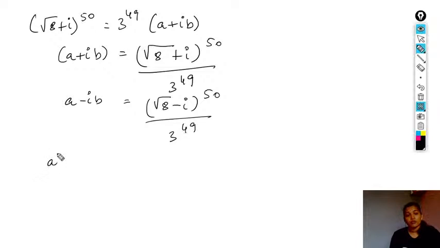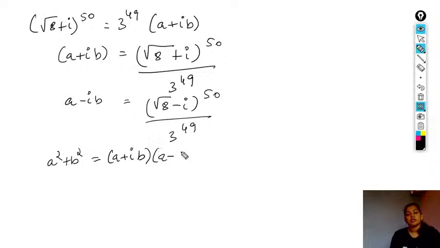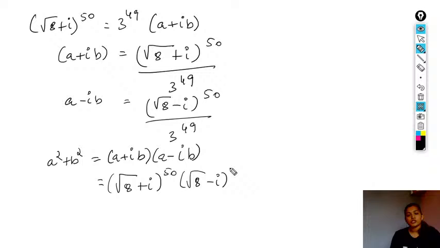We are asked for the value of a square plus b square, right? In terms of the given complex number, students, this will be a plus iota b into a minus iota b, and what are the values that we have here? Root of 8 plus iota raised to the power 50 into root of 8 minus iota raised to the power 50 divided by 3 raised to the power 49 into 3 raised to the power 49. So we have this in the form a plus iota b into a minus iota b.